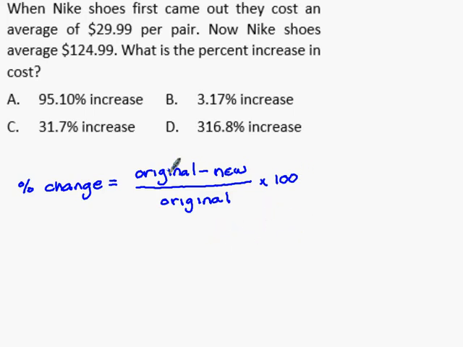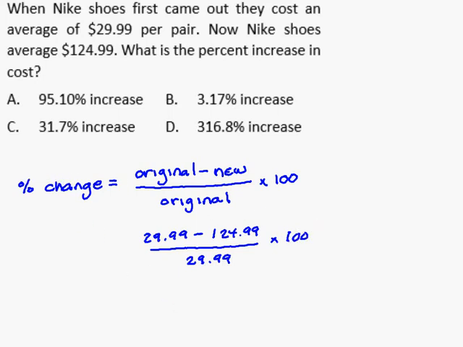So our original number is $29.99. And then when we subtract that from our new value, $124.99, and then we divide that by the original number, $29.99, and then multiply the outcome by 100, we will have our percent change.